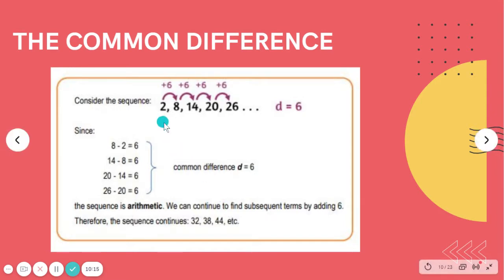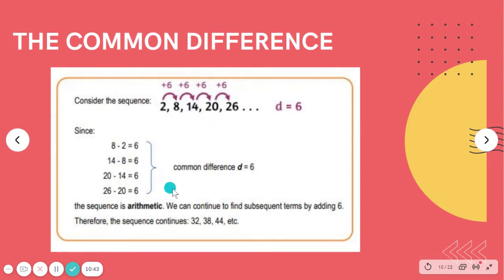Katulad nito, our common difference is 6. So paano natin nakuha yon? So 8 minus 2, 6. 14 minus 8, 6. 20 minus 14, 6. 26 minus 20, that is 6. Since constant na nakukuha natin ng 6, that 6 is considered to be the common difference of that sequence.